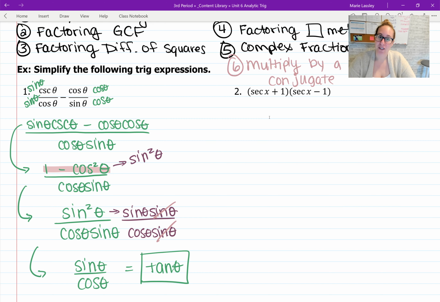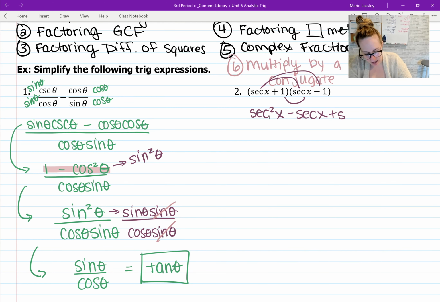Okay, number 2. All right, I have secant plus 1 times secant minus 1. So the first thing I need to do is multiply. So we're going to FOIL, first, outer, inner, last, or however you do it. Secant times secant, that's secant squared. Secant times minus 1 is minus secant. Positive 1 times secant is positive secant, and then 1 times negative 1 is negative 1. Secant, negative and plus, cancel out, so what we're left with is secant squared x minus 1.